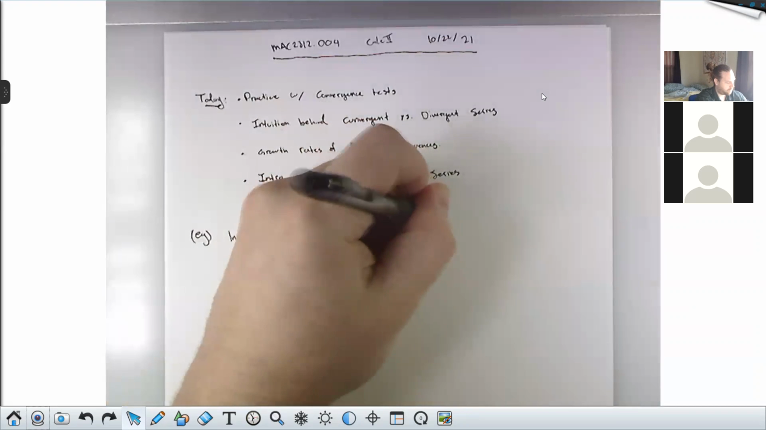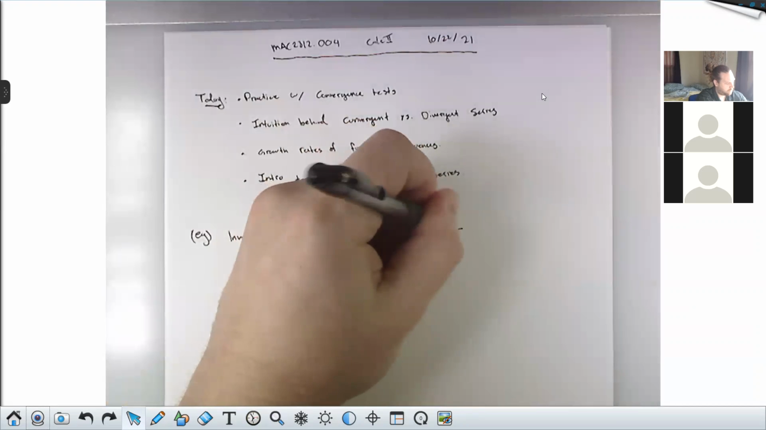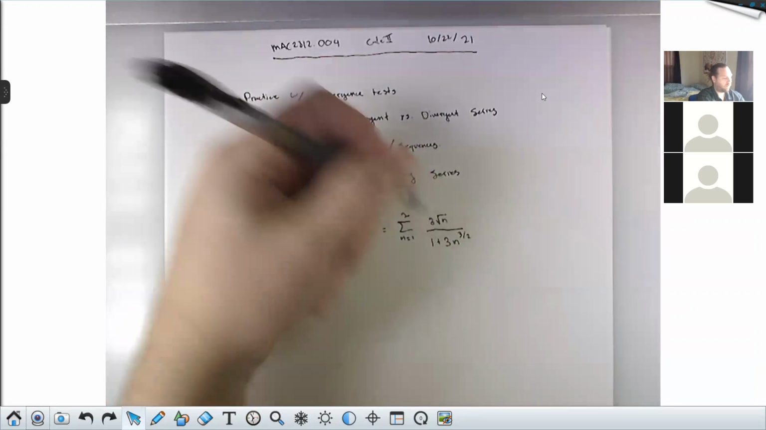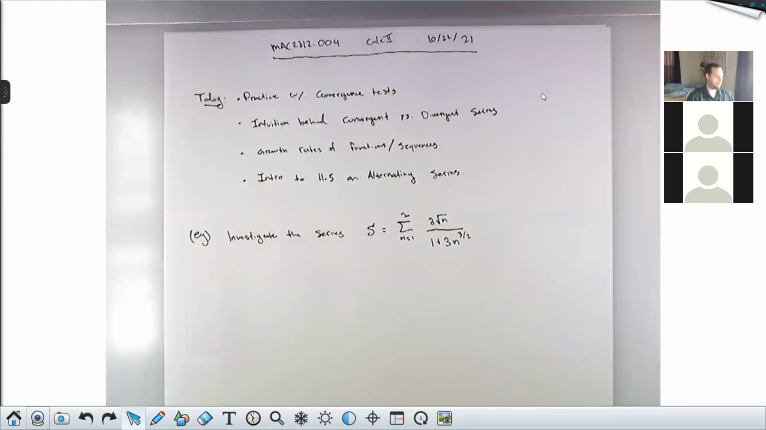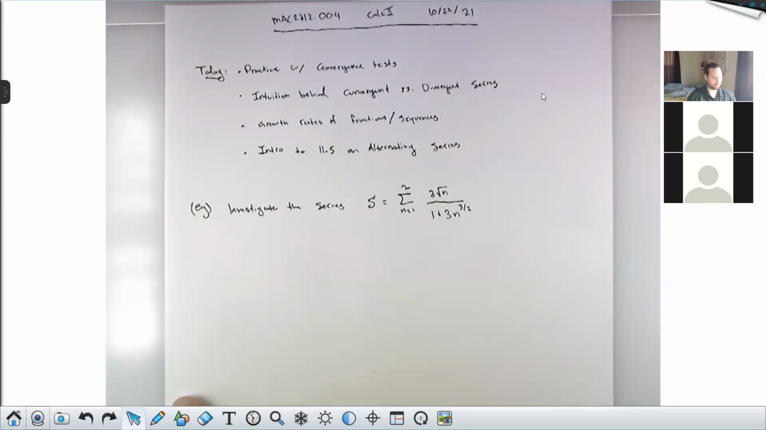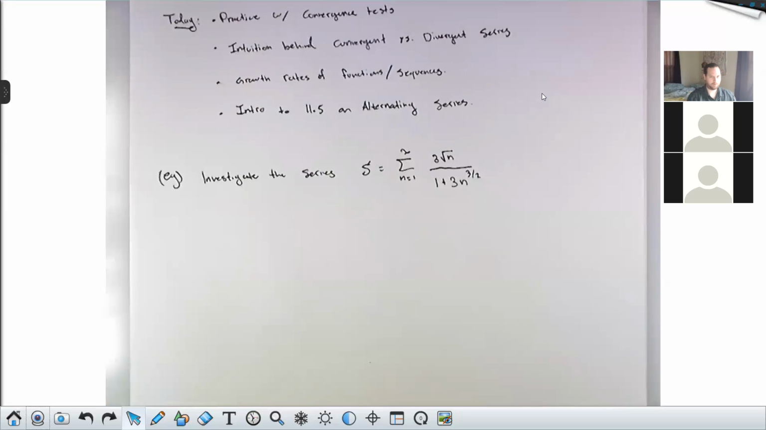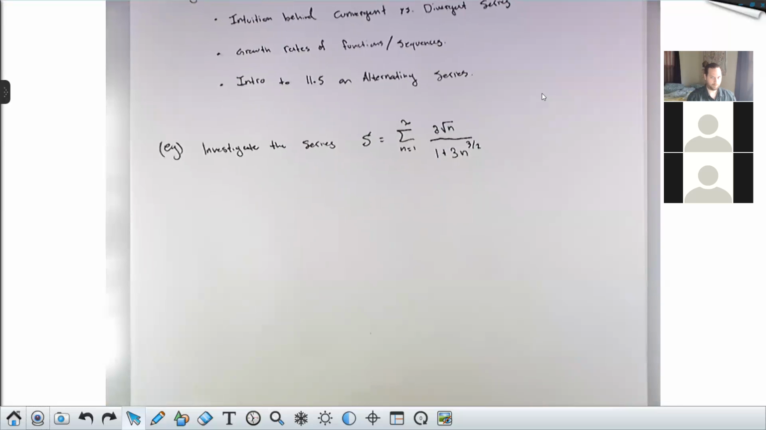So here we have 3 times the square root of n over 1 plus 3n to the 3 halves. I realize I'm asking you to multitask. I'm asking you to tell me what problems you want to work, but I'm also going to ask you some questions about this. So if you know that you're not going to be digging through the homework set looking for problems you want to ask about, maybe you can tell me whether you think this series converges or diverges and give me some ideas as to why.